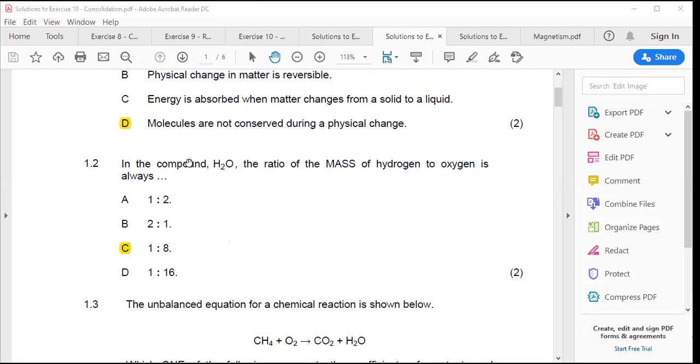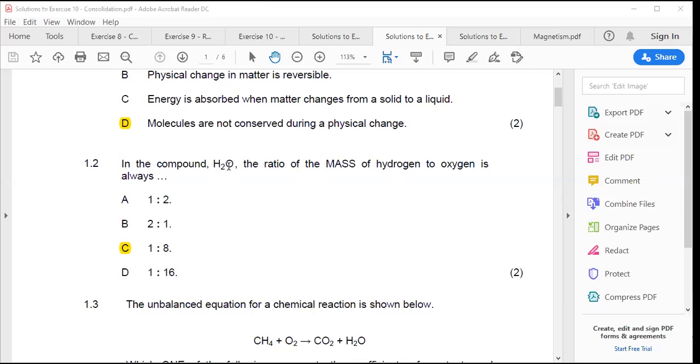In the compound water, H2O, the ratio of the mass is highlighted, it's written in bold here. So when you do the ratio, you're not doing according to the number of hydrogens and oxygen, right? You're doing according to the mass of hydrogen to oxygen. So the correct answer is C. How do we come up with C? If you just look at hydrogen and oxygen, it's going to be 2:1. We are not looking at the number of atoms. We are looking at the mass.